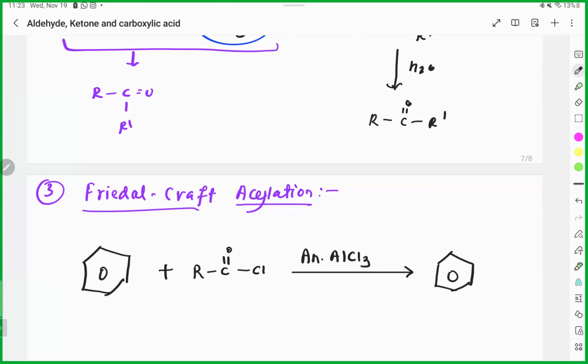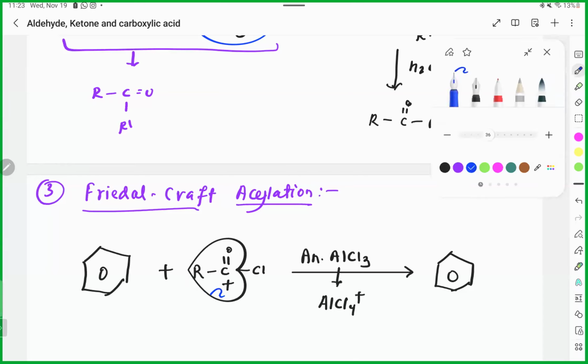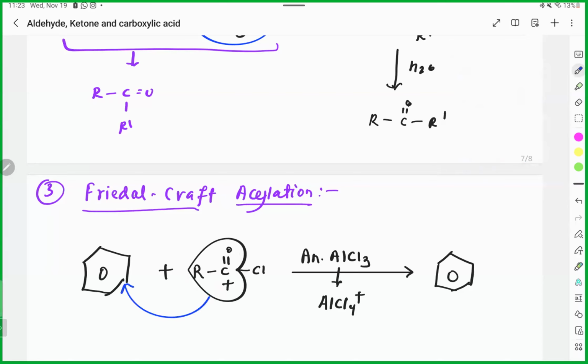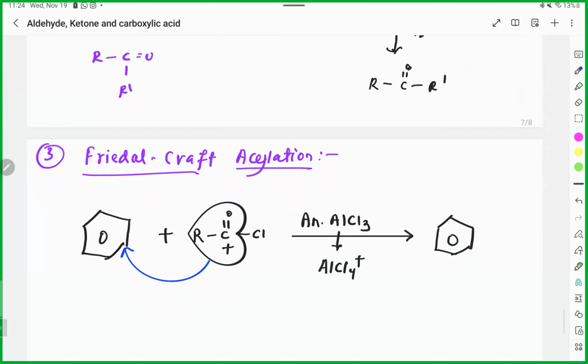So it acts as a Lewis acid because aluminum has deficiency of electrons. It takes the chlorine, it can convert into this form and AlCl4, and this will form a carbocation, correct? Yes, sir. And this electrophile in an electrophilic substitution reaction can attack here. Hydrocarbon again, right? And what will be the product? COR, ketone. Done.